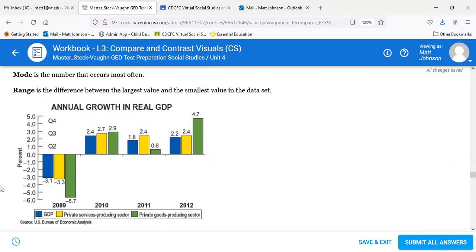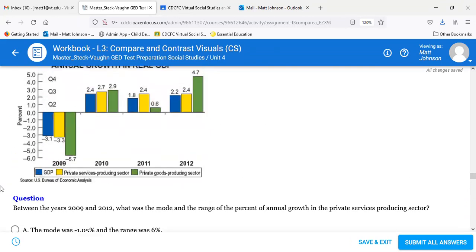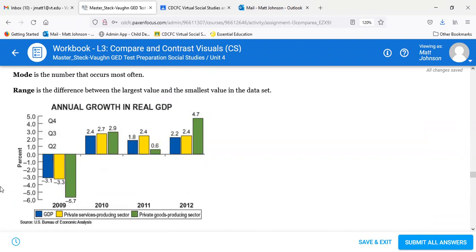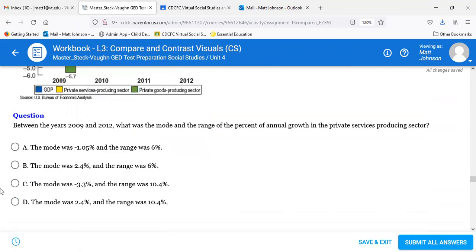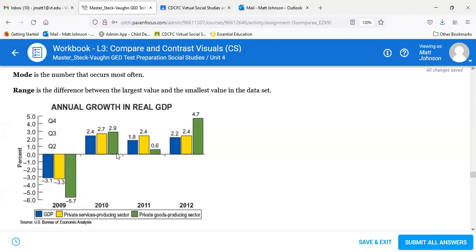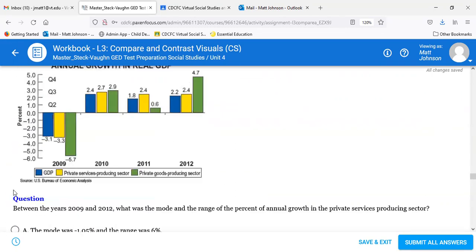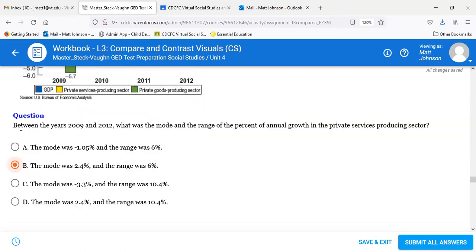Okay. So the mode is 2.4. And then the range. The range is 6. So B. So yeah, B for number 9, right? So the mode was 2.4. We see that, right, 2.4. So we see that most often. That's the one that occurs most often. And then the range is about 6%. So we're looking at right down here, -6% up to, well, 5 at the top. So 6% there, B as in boy for 9.